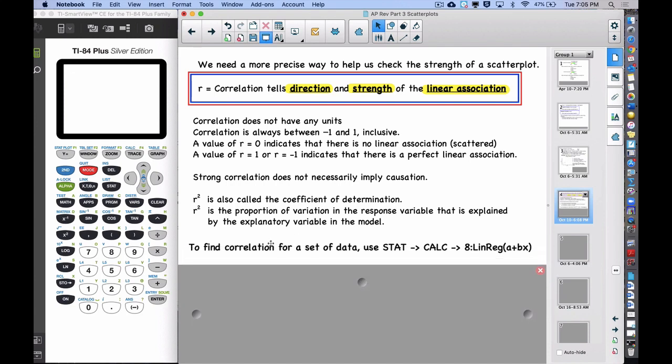If you want to find the r squared value, you would take the correlation and square it.